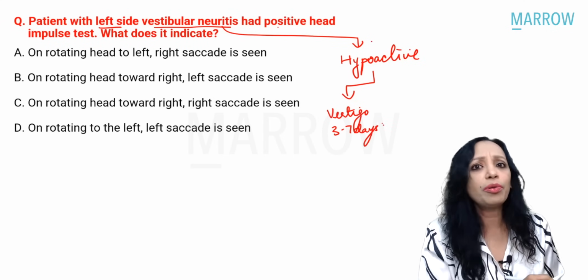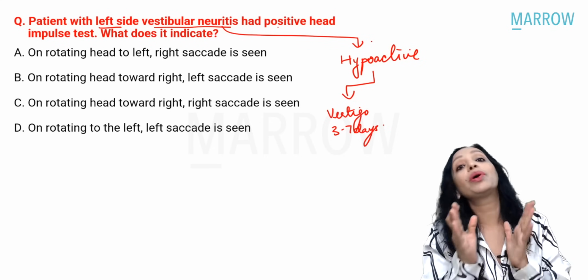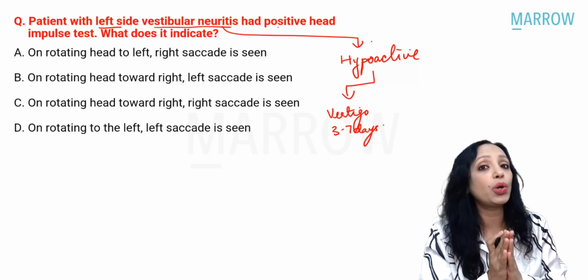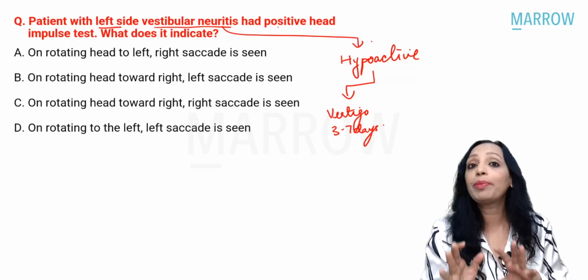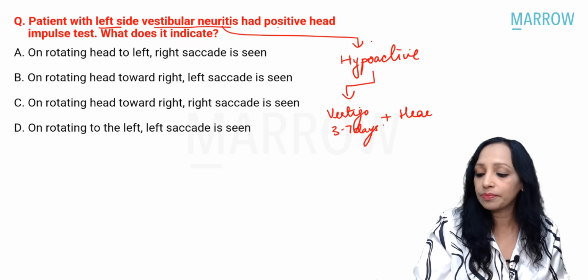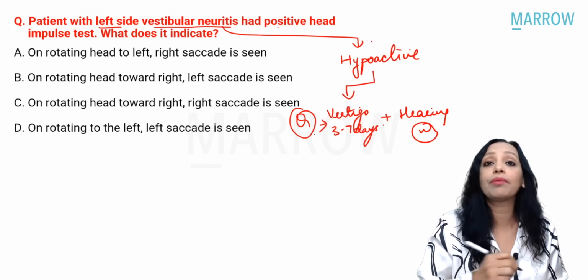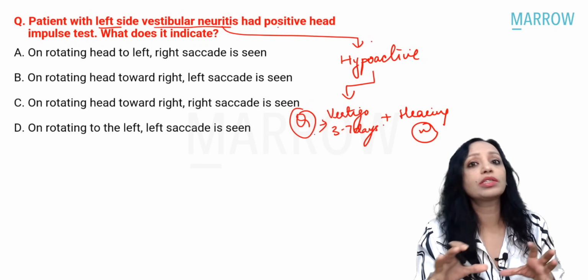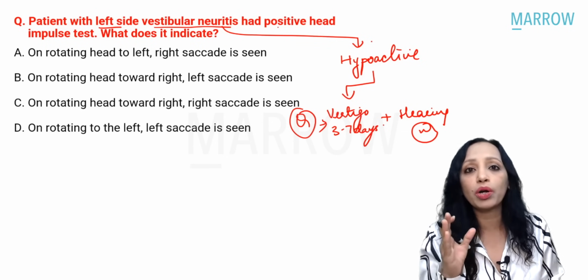And what do you think? How will the hearing of this patient be? What is the name of this condition? Vestibular neuritis. So it is specifically the inflammation only of the vestibular nerve. So the hearing will be absolutely normal, right? Hearing will be normal. So this has been a question of your exam. A patient presents with sudden onset vertigo for 3 days and the hearing is absolutely normal. What will you think then?